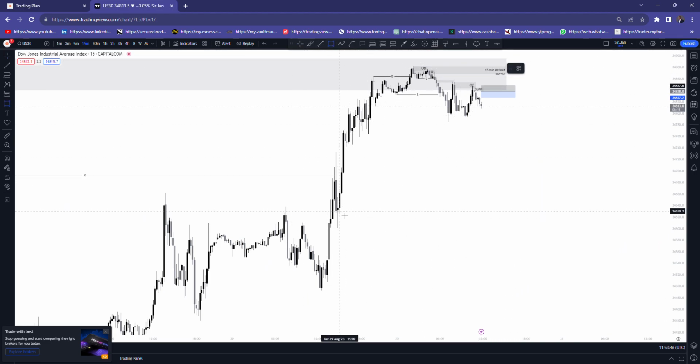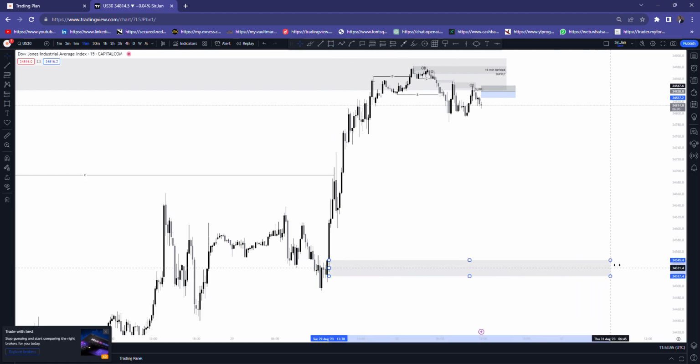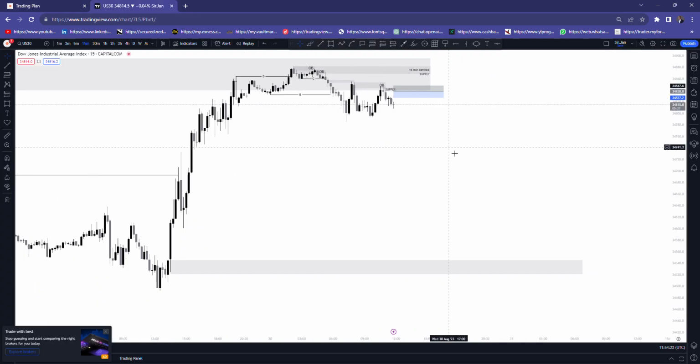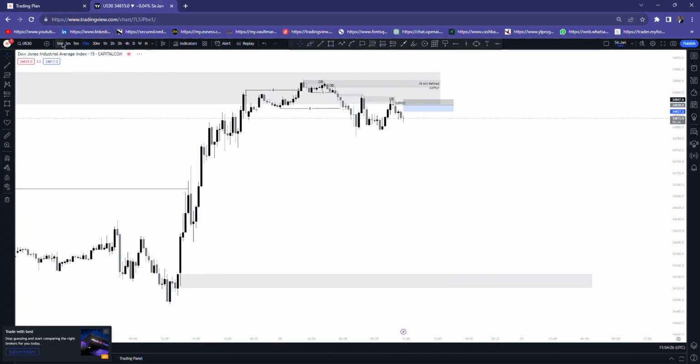So with this one, I have this week. Okay, this week was mitigated. The last unmitigated one was this one. This one had this to be mitigated. This is the previously unmitigated one. So this is where you come here. Decide which entry type to use. Risk or confirmation. Confirmed entry. Executing trades on 1 minute using the right method. So maybe let's say we're taking the confirmed one.